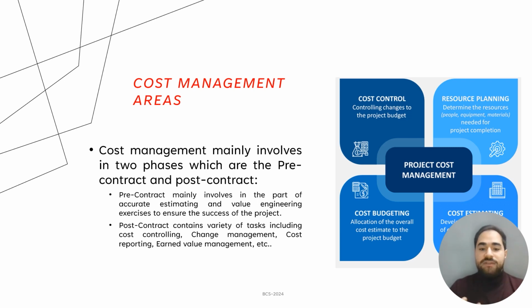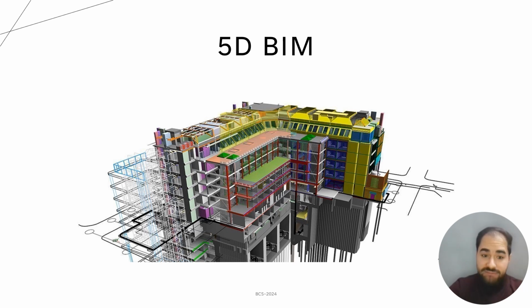In this chart, we see that the project cost management areas of interest are mainly four parts: cost controlling, resource planning, cost budgeting, and cost estimating. In 5D BIM, we are aiming to contain all of these areas of interest in a live cost plan or live tracking. How can we do this? We can do this by 5D BIM.